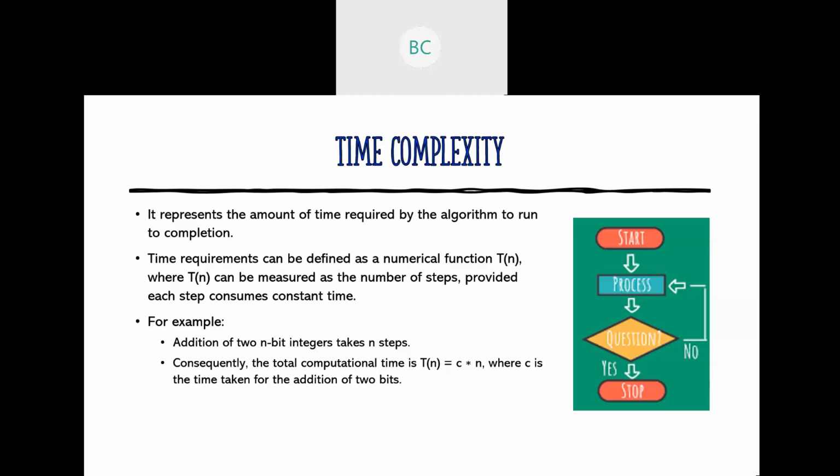Okay, so your time requirement can be a numerical function. For example, you can see the addition of two n-bit numbers. Your computational time will be C into n. C is the time taken for the addition of two bits, and n is the input size. You can also say how many integers you have and in how many steps you completed your execution. You will mostly get that calculation in the design and analysis part, but still you need to calculate the time complexity of most algorithms now too.